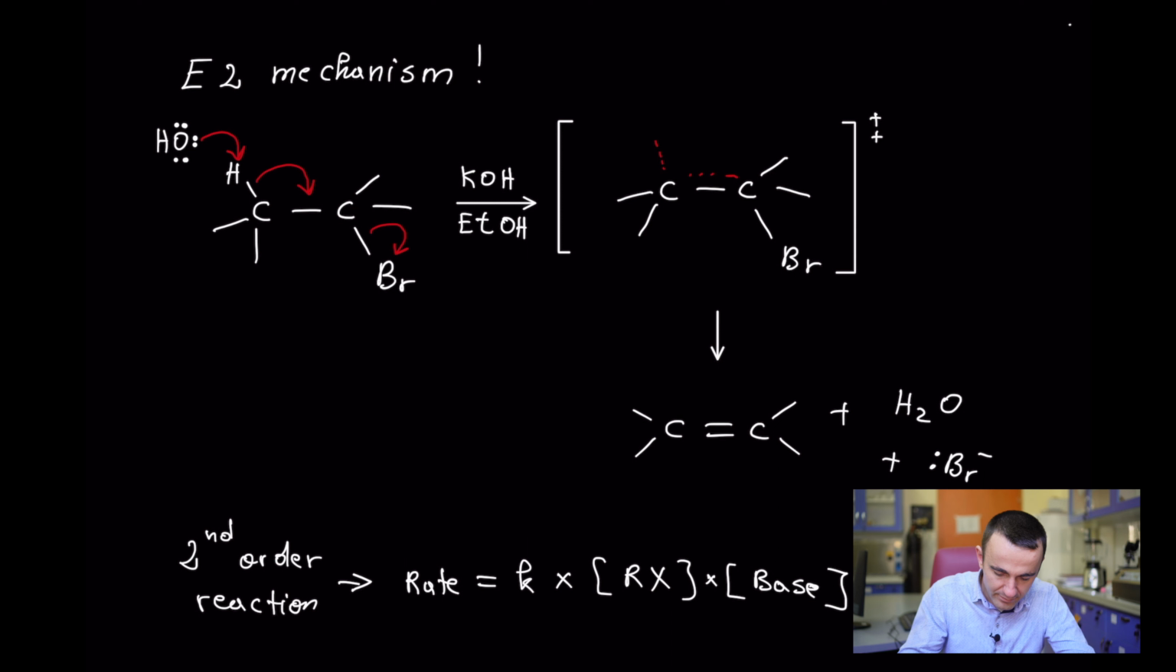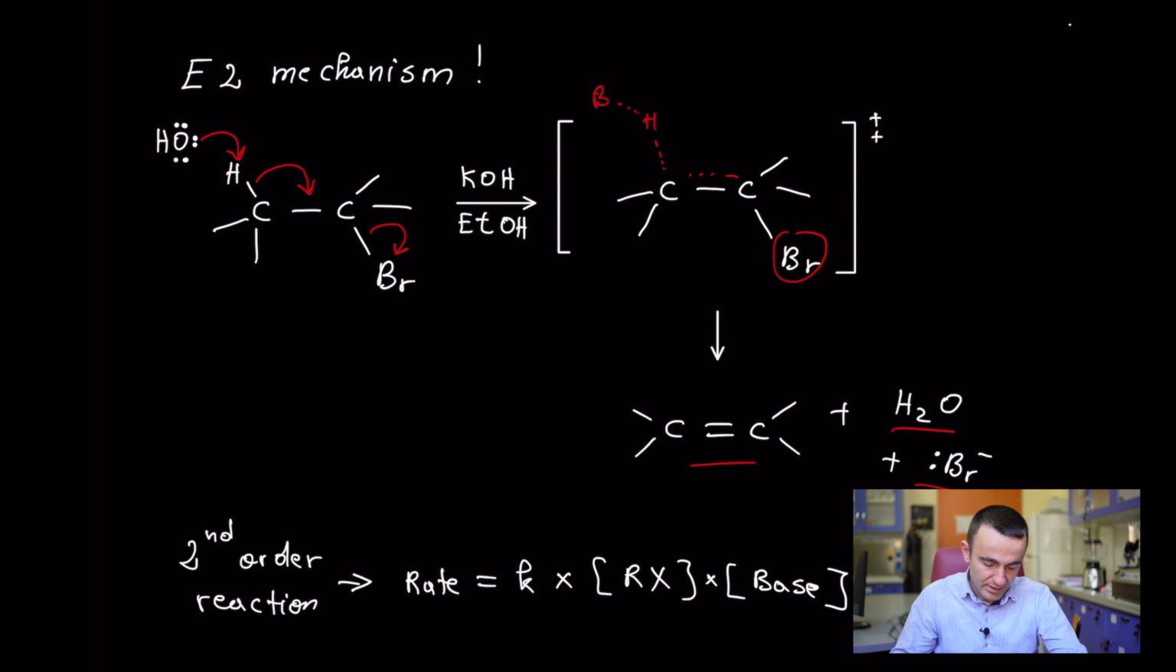At the same time that the hydrogen is abstracted by the base, you have the formation of the double bond, and at the same time the leaving group goes away. You have the formation of a double bond according to Zaitsev's rule, elimination of a molecule of water, and the pair of electrons goes with the leaving group.